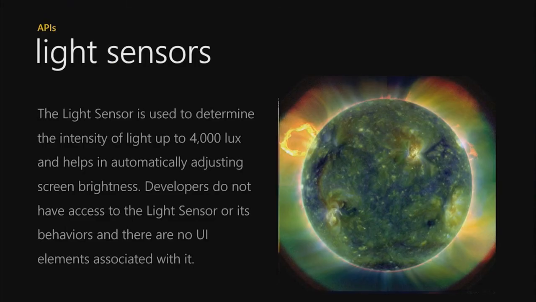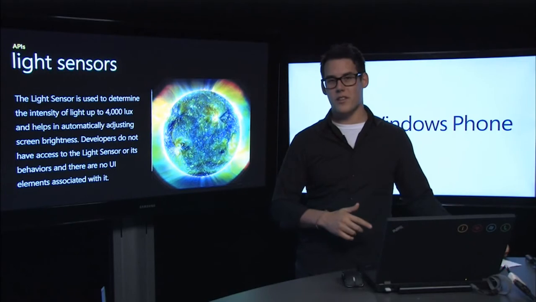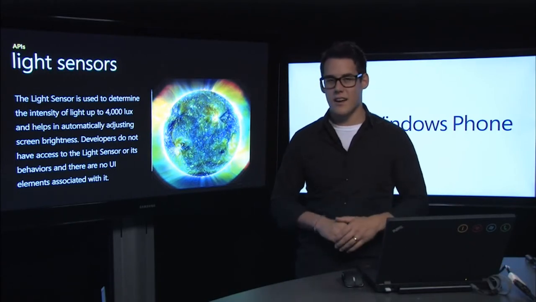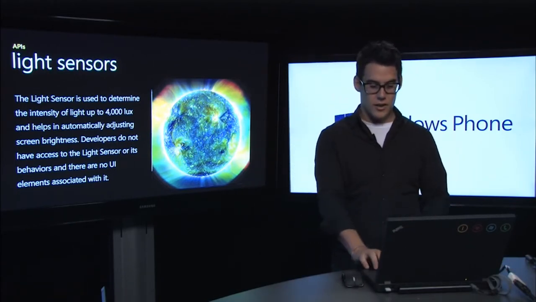Light sensors. The light sensor is used to determine the intensity of light. It basically adjusts your screen to brightness or darkness. As a developer, you don't really have access to the light sensor and its behaviors. There's no UI elements associated with it, and you can't tell the sensor whether the room's lighter or darker. It does that automatically. You can't override it and control it.